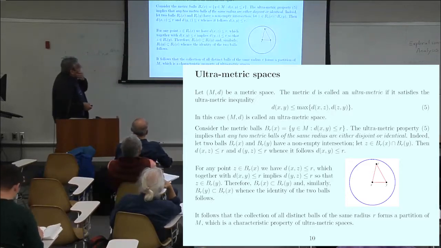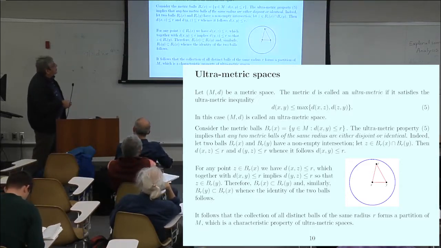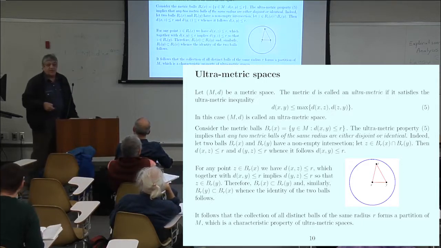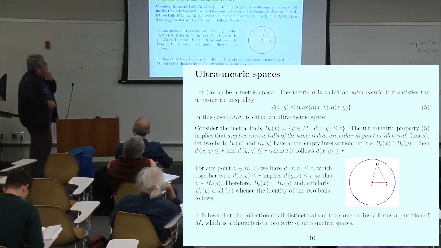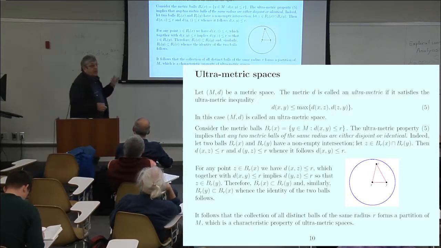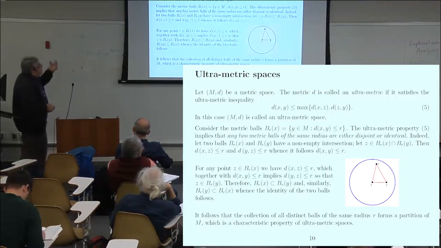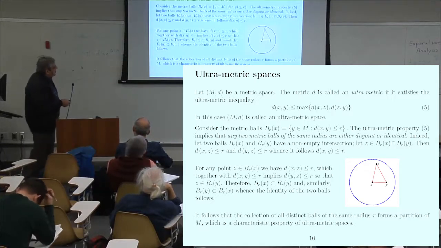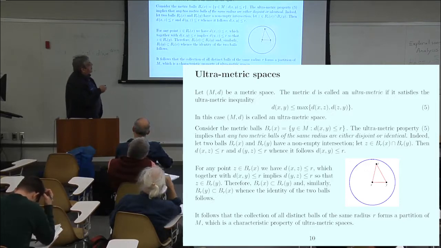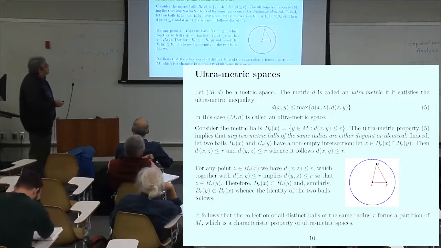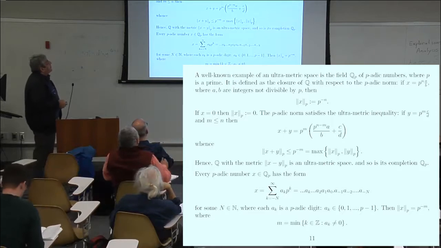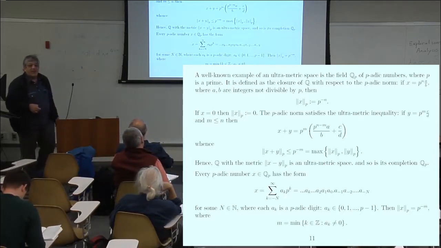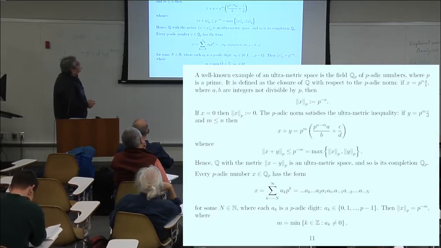Or another thing is that all balls are not only closed sets but also open sets, because every point inside is a center, of course, right? In particular, this all implies that such spaces must be totally disconnected. There are no connected sets, no open connected sets. So these are a bit strange spaces. If you are not familiar with them, then all these properties look a bit weird. But here is an example. People in number theory are quite used to that. These are p-adic numbers, okay? And they don't care about such weird properties of the balls. This is all okay.